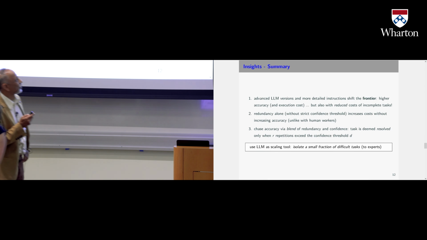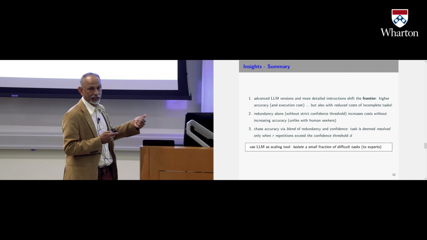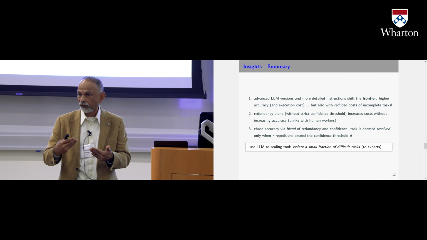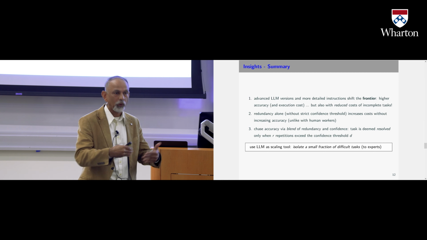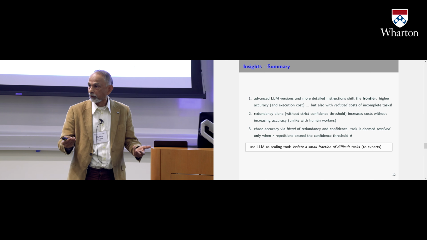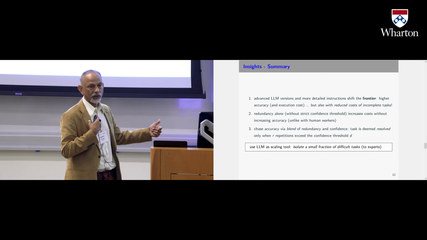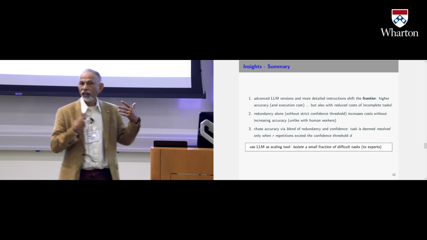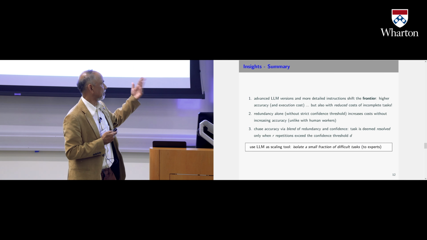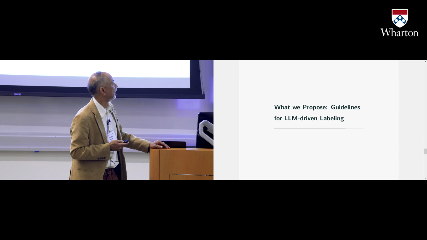All right. So I now have to wrap up here. So if you put everything together, right, what do we get? One, advanced LLMs and more detailed instructions obviously do better. But what's interesting here is in terms of an efficient frontier, they do better, if I can use that phrase, at less increase in cost than other ways of improving accuracy. And then as we just mentioned, redundancy alone without thinking of confidence doesn't really help. It would be a waste of time to ask the machine to repeat itself. And then this blend of redundancy and confidence is where we thought we got some meaningful insights.